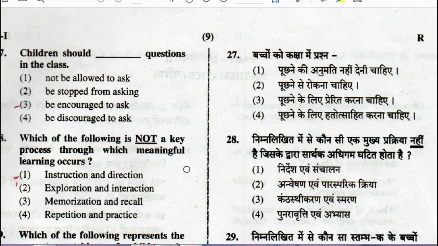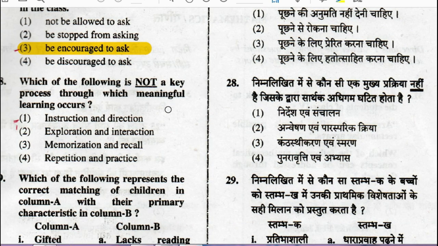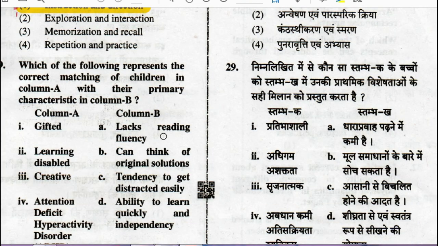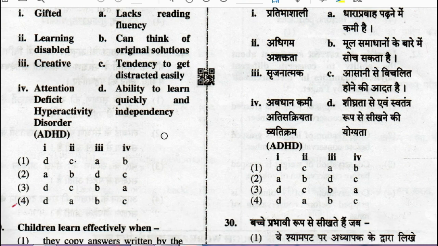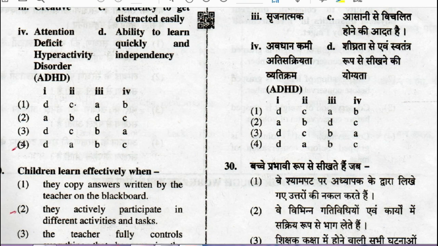Question 27, children should ask questions in the class. The right option will be option 3, be encouraged to ask. Question number 28, which of the following is not a key process through which meaningful learning occurs? Instruction and indirection. The right option is instruction and direction. Next, which of the following represents the correct matching of children in column A with their primary characteristics in column B? The right option is option 2, D A B C.